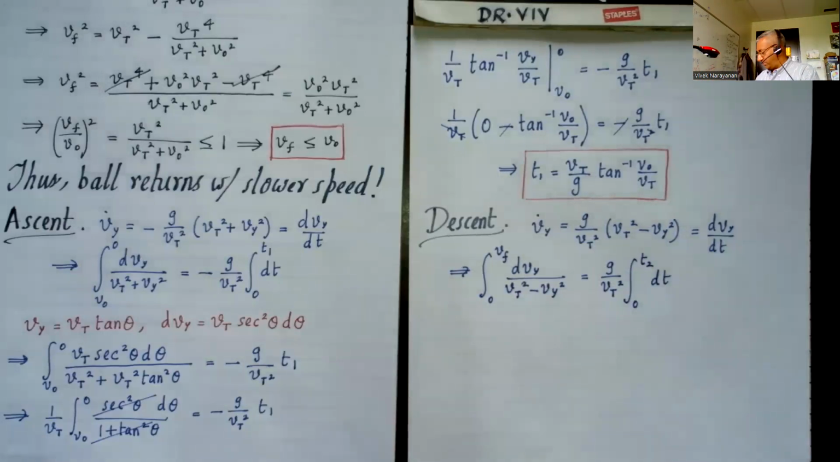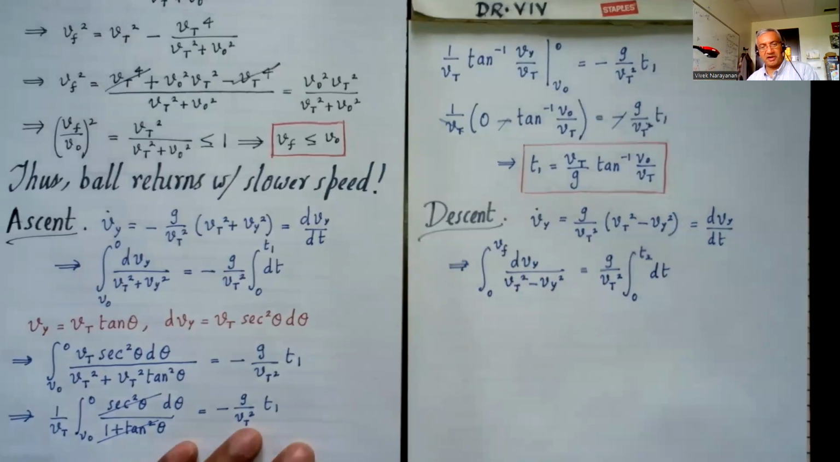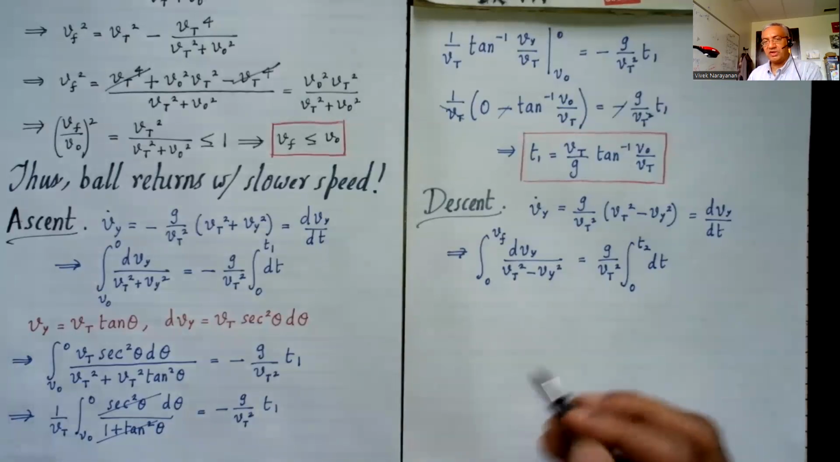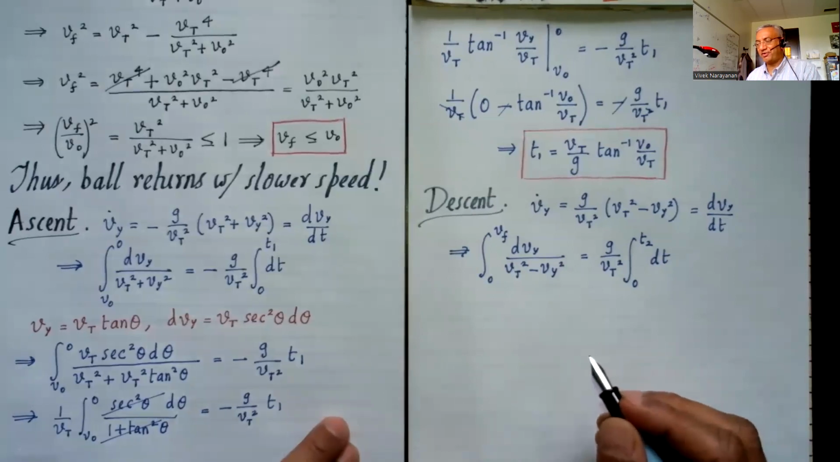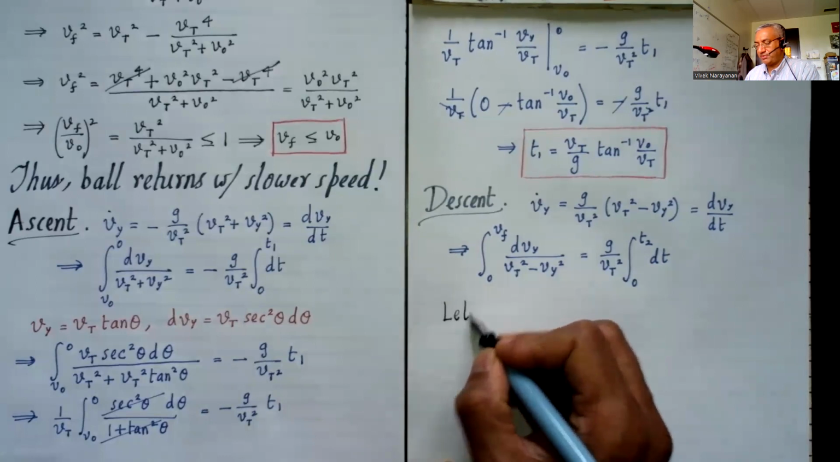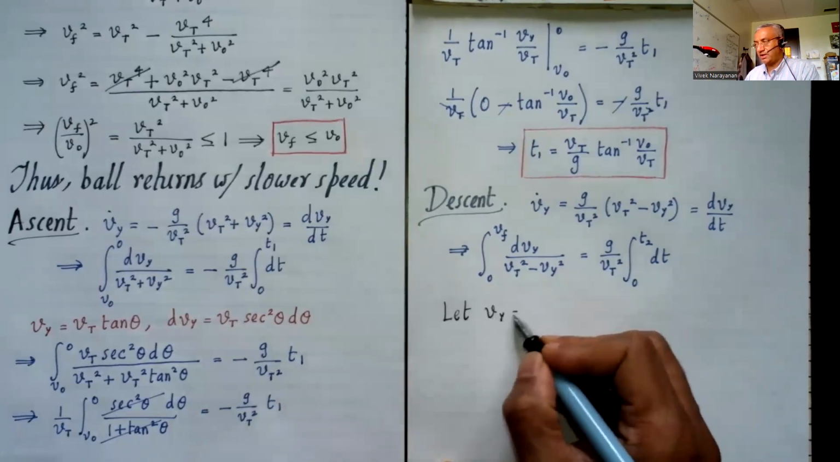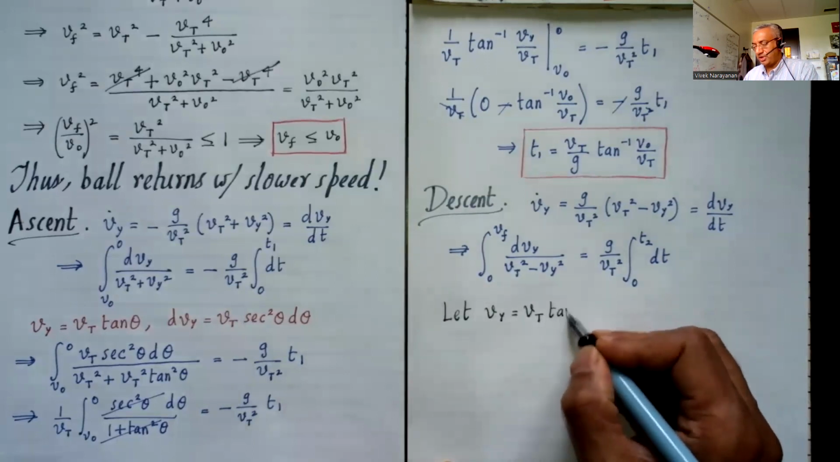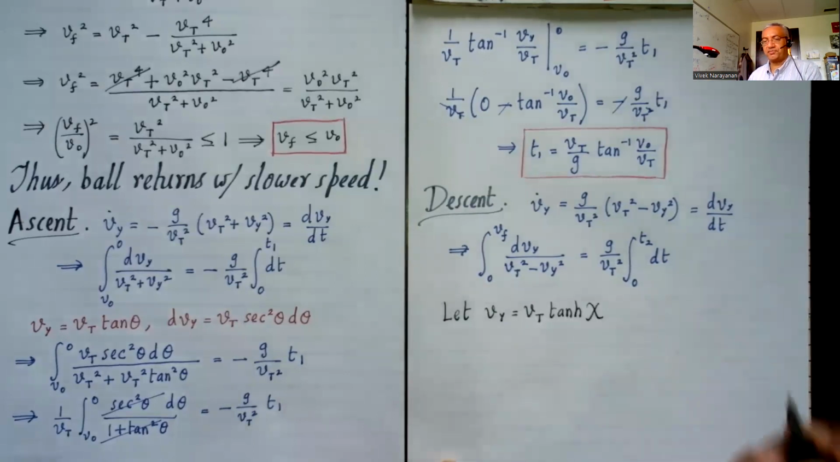So we have to solve this. This is probably where you're in slightly new territory, because I believe hyperbolic substitutions were not something emphasized in the undergraduate curriculum. So this is a good chance for you to review some hyperbolic substitutions. The substitution we're going to use is Vy equals V terminal tan hyperbolic chi.